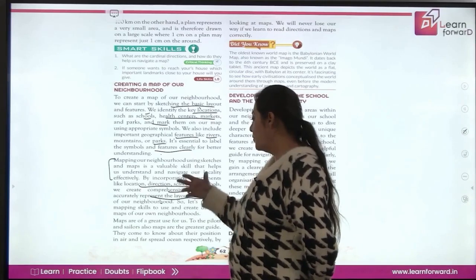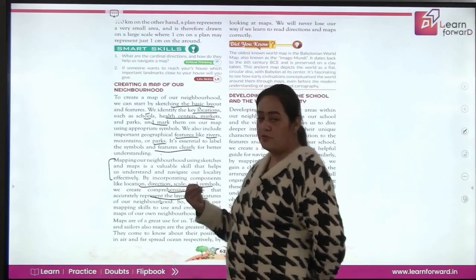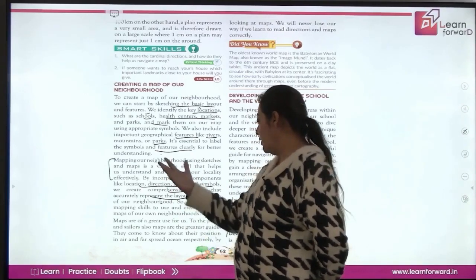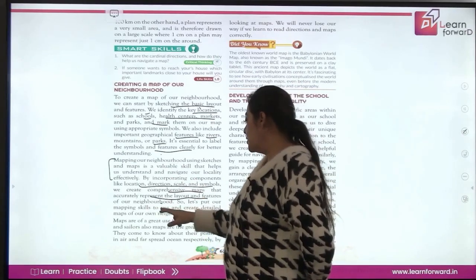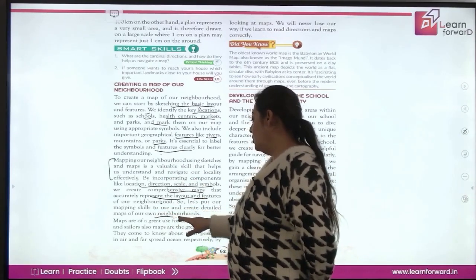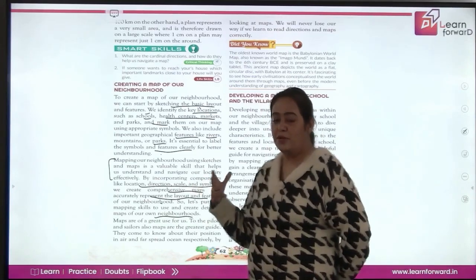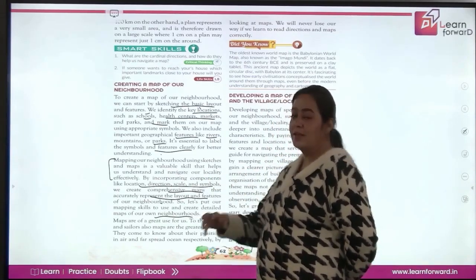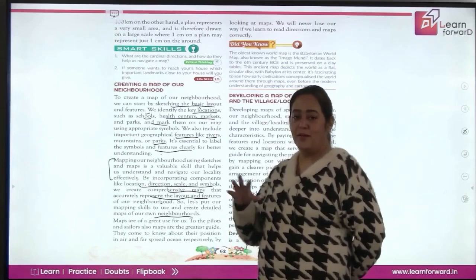Now, if we accurately draw this, then we'll be able to find out the complete route of a neighborhood. Now, let's put our mapping skills to use and create a detailed map of our own neighborhood. Do it for sure, and you will find it very interesting. Now, this is something, a DIY tool for you to find the locations near you.